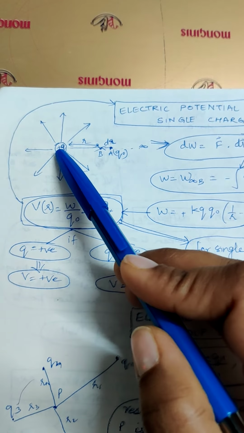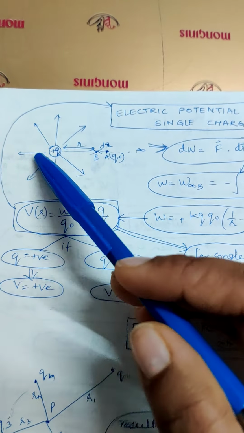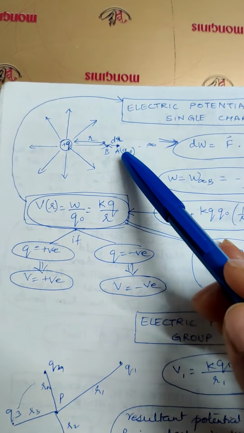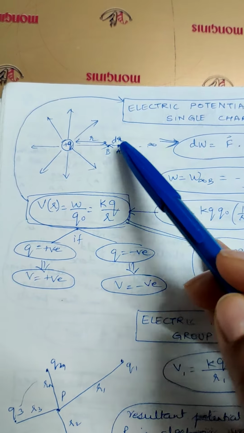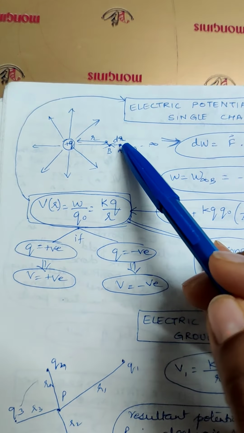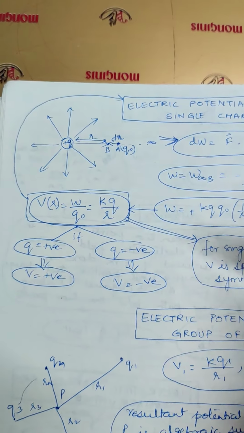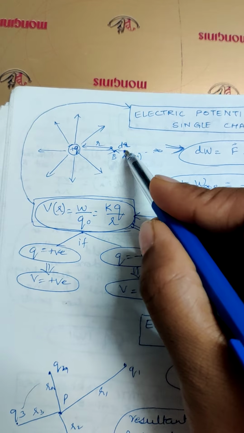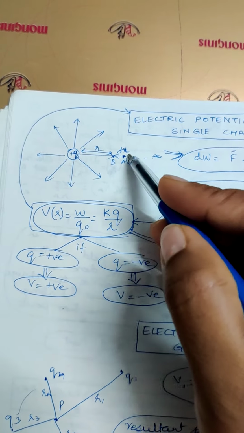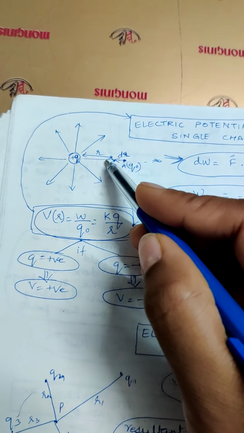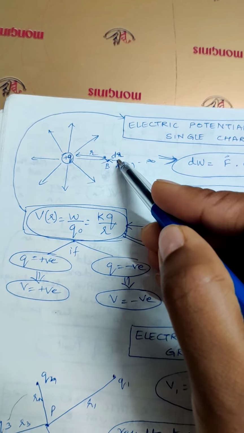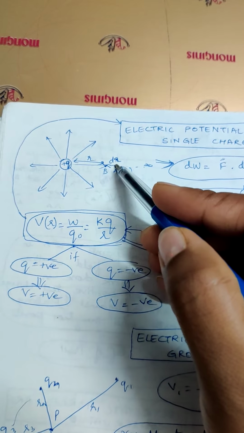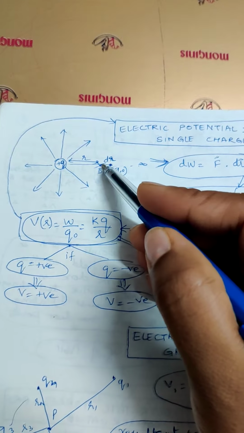So here is the source charge. If this is positive, the electric field is going radially outwards. From infinity we are bringing this q naught charge to B. Suppose in that it comes here at any point A. Now it will experience an electrostatic force in the repulsive way, so it is experiencing force in this direction. Now you are taking it towards this direction. That means you are applying at least that much force which is opposite to the electrostatic force.